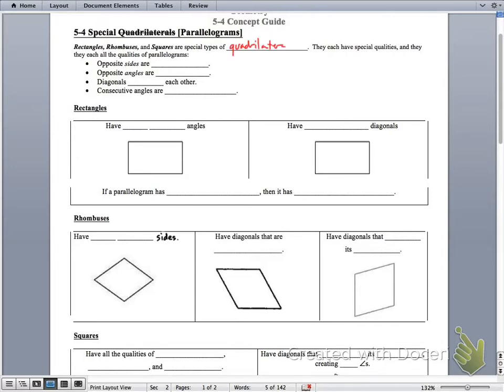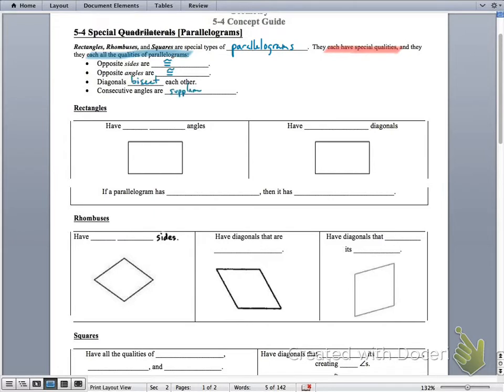Rectangles, rhombuses, and squares are special types of quadrilaterals. They are, but that's because they're special types of parallelograms. They're even more special than special quadrilaterals. They each have special qualities, and they each have the qualities of parallelograms. So a quick review of the qualities of parallelograms, which each of these things, rectangles, rhombuses, and squares, each have.